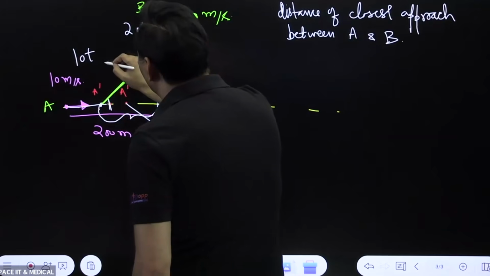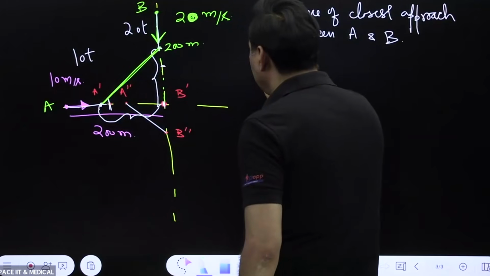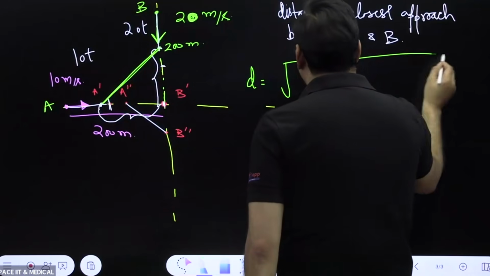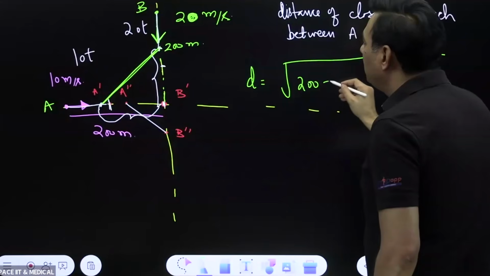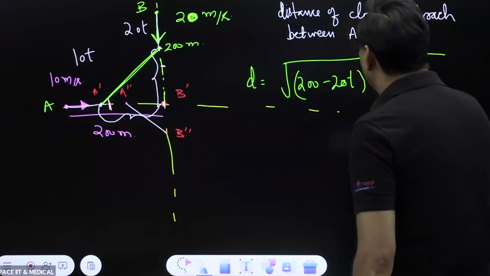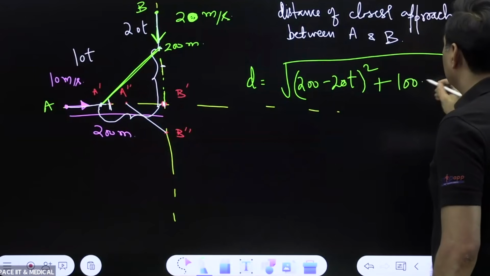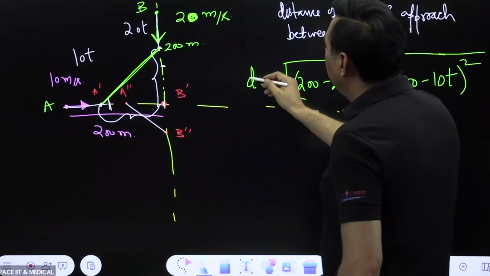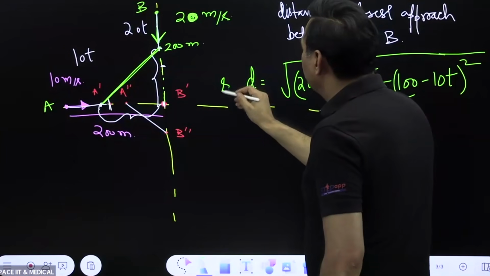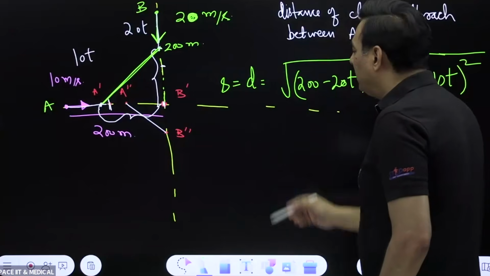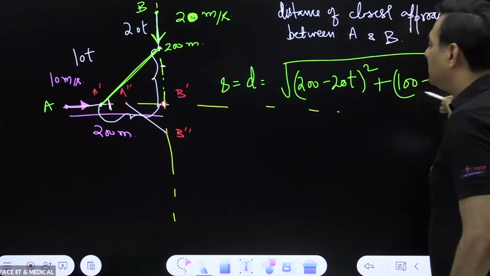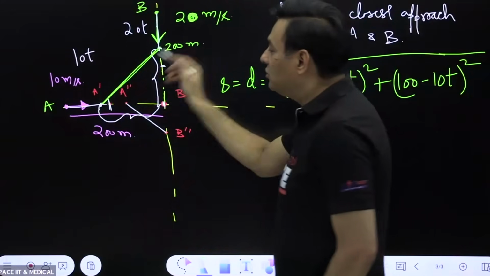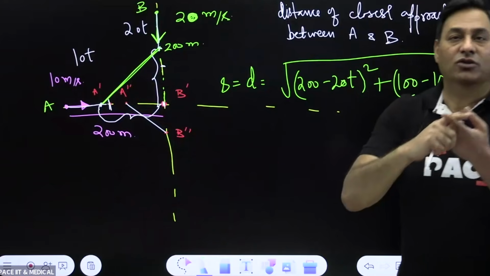This distance will be root of, this is 200, root of (200 minus 20t) squared plus (100 minus 10t) squared. And now you have to do maxima minima. You can call the distance D, or X or S, whatever, some other symbol, so that you don't get confused while differentiating it. You have to find maxima minima as a function of time. You will get the value of time. Once you find the time, you substitute, you will get the distance also. Shortest distance between them. This is calculus.